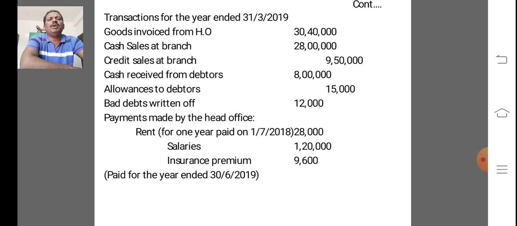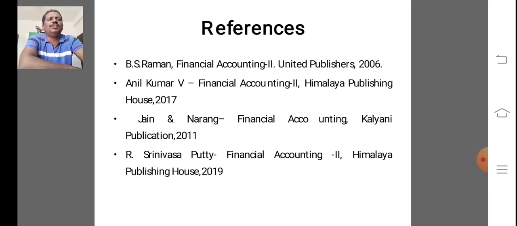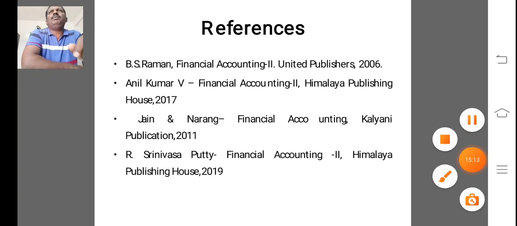transactions for the year ended 31/3/2019: goods invoiced from HO 30,40,000, cash sales at branch 28 lakh, credit sales at branch 9,50,000, cash received from debtors 8 lakh, allowances to debtors 15,000, bad debts return of 12,000, payments made by the head office, that is rent for 1 year paid on 1/7/2018 rupees 28,000, salary 1,20,000, insurance premium 9,600 paid for the year 30/6/2019. These are the references given by various authors.